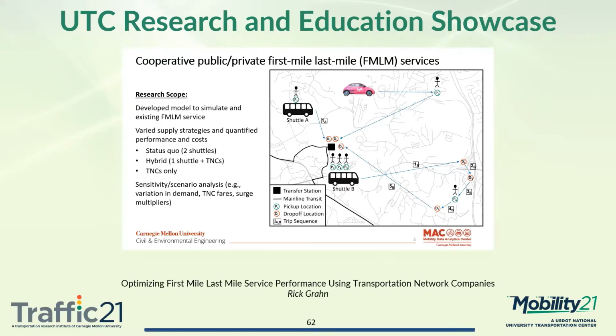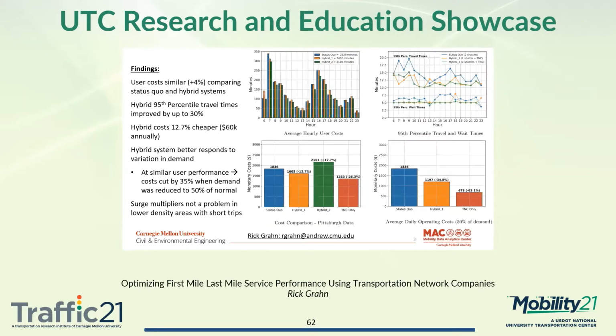We selected 3 primary strategies for this analysis, the first being the status quo scenario, which was 2 on-demand shuttles, and this is what's currently in operation now. Second, we created a hybrid system that relied on only 1 shuttle plus ride-hailing services to serve the rest of the trips. And finally, we computed costs and performance metrics, assuming ride-hailing companies serve all requests in the region.